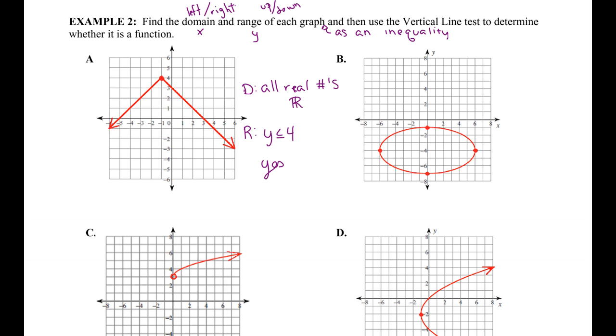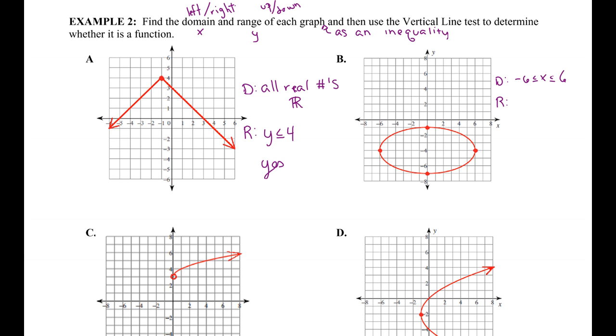For example B, looking at the domain, and looking at the x values again, and looking at the graph, I see that it's all values that are between -6 and +6. You're going to write this as a compound inequality. This reads x is less than or equal to 6 and x is greater than or equal to -6.